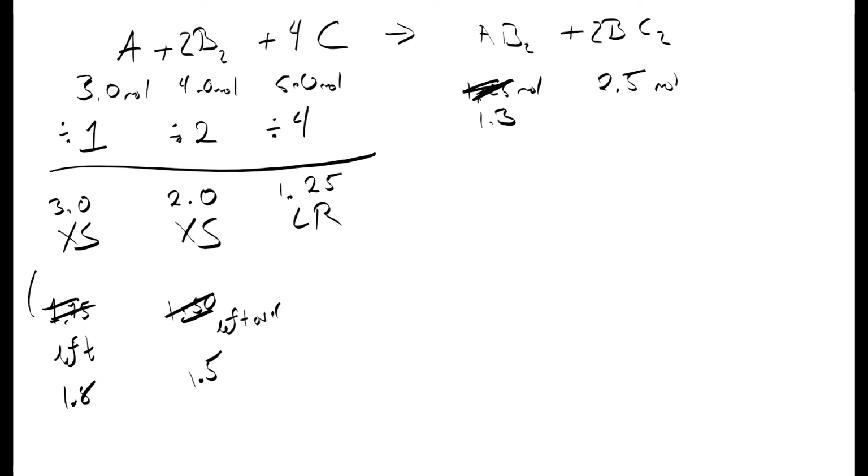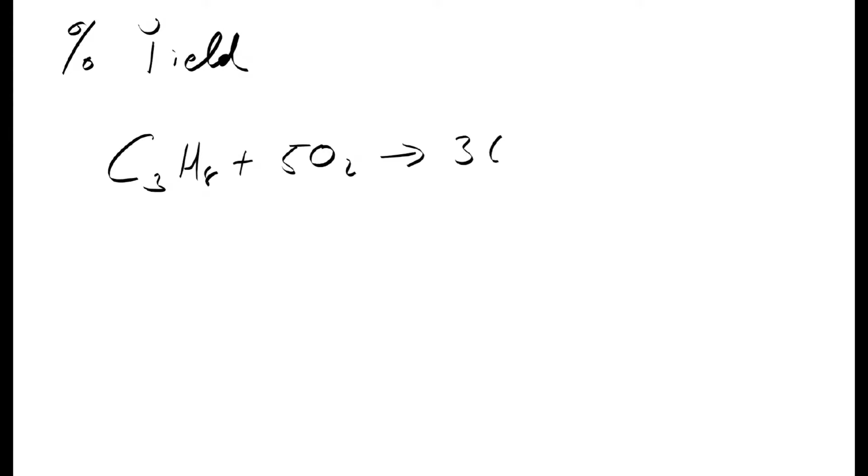Now let's go ahead and talk about percent yield. Percent yield is, well, it's just that the world isn't perfect. The world is a complicated place. Screws fall out all the time, that sort of thing. It's not necessarily the case that a reaction will produce as much as it could. There's little inefficiencies. Let's go here to C3H8 plus 5O2 makes 3CO2 plus 4H2O.